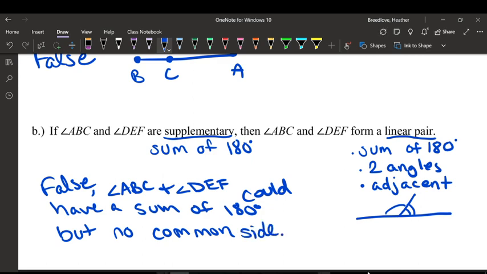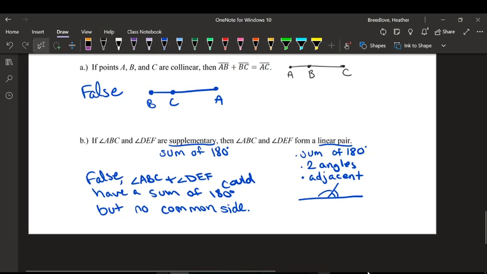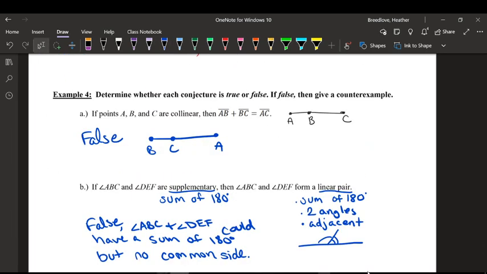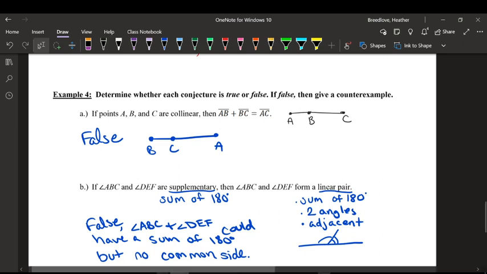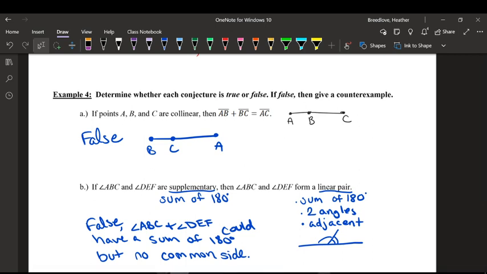All right, and that concludes the notes for today. You do have an assignment in the online textbook, and it's just about conjunctions and counterexamples. You should have plenty of time to get this done during class today, but if not, it'll be open for, 3 days?